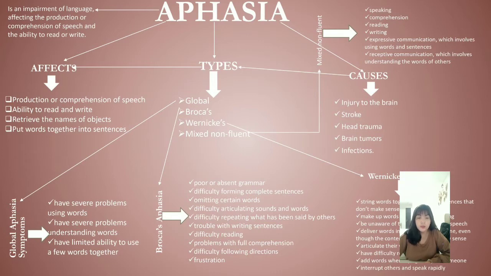Aphasia is an impairment of language that affects the production or comprehension of speech and the ability to read or write. And then the causes of aphasia, usually it's due to injury to the brain: stroke, head trauma, brain tumors, and infections. And then there are some types of aphasia. The best known of the types are global aphasia, Broca's aphasia, Wernicke's aphasia, and mixed non-fluent aphasia. The effects of aphasia are on the production or comprehension of speech, and the ability to read and write. Aphasia affects retrieving the names of objects as well, and it affects putting words together into a sentence.